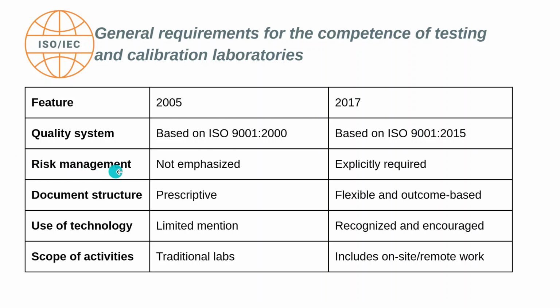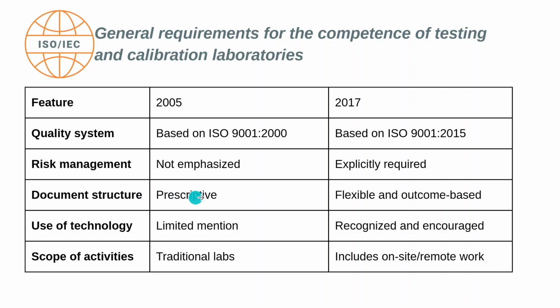Another important thing is that risk management was not emphasized in the 2005 version. Whereas in the recent one, 2017, it is explicitly mentioned that risk management has to be taken care of. When I say it's not emphasized, it does not mean that it was not there at all. It was there, but the emphasis was not given. In the current version, there is emphasis on the explicit requirement of risk management.